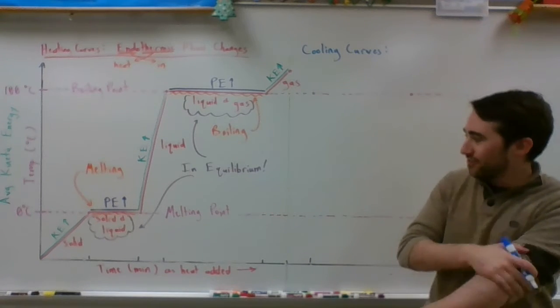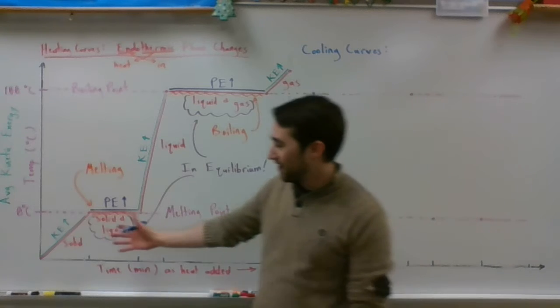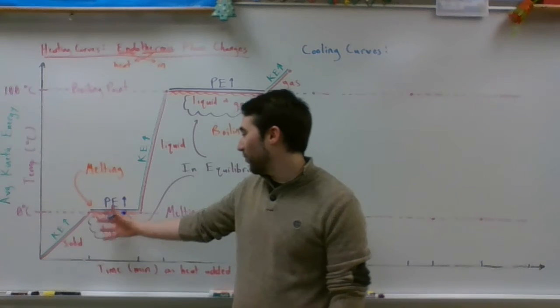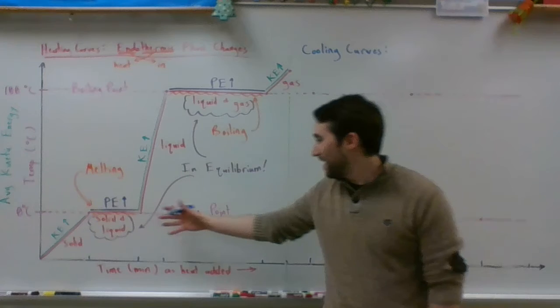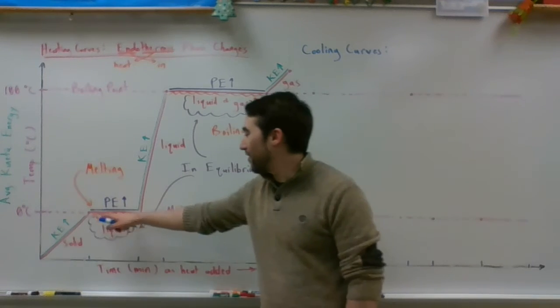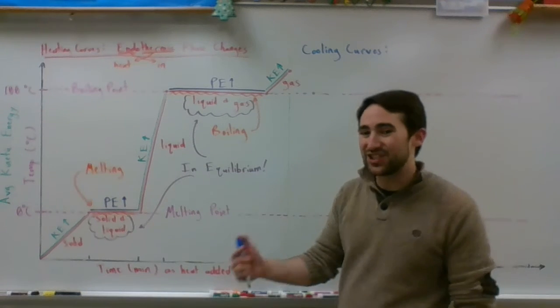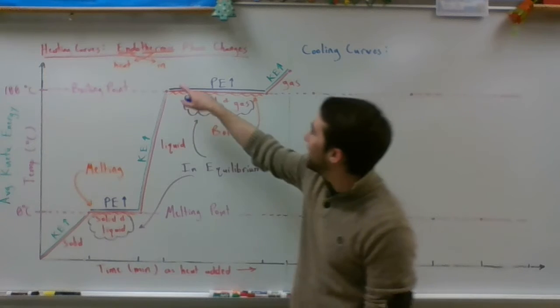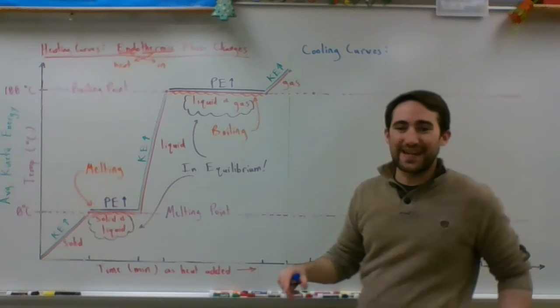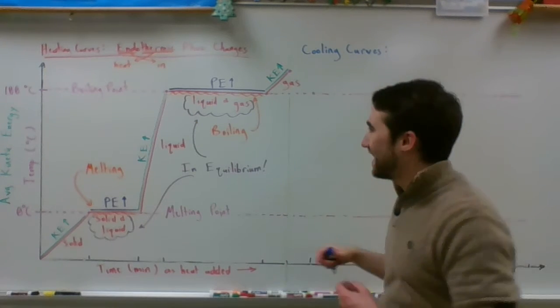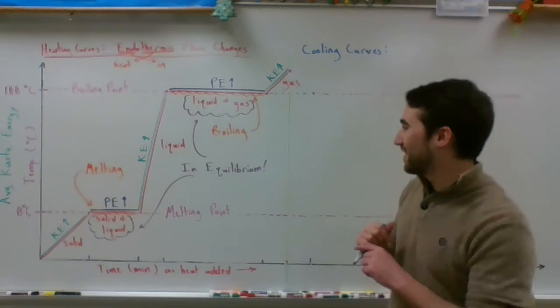So in a heating curve, we started with a solid that we heated up more and more until we changed it into a liquid. That process is called melting. It's a phase change, and specifically, it's an endothermic phase change, something that has to take heat in. We're absorbing. Endothermic means heat in.